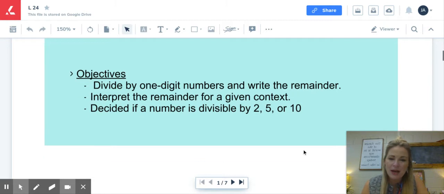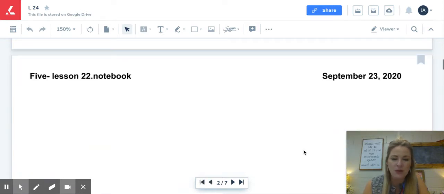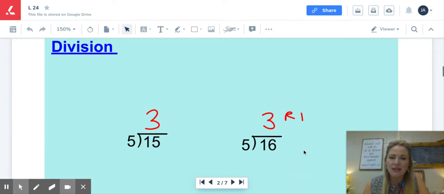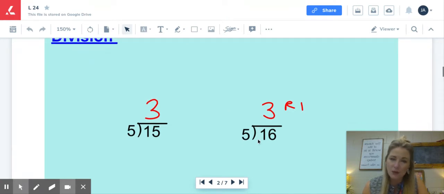So I'm just going to scroll down and review something with you really quickly. Looking at division, like I said, today you're going to look at problems where there is no remainder. For example, 15 divided by 5 is 3. And then, of course, when there is a remainder, 16 divided by 5, you end up with 3 remainder 1.